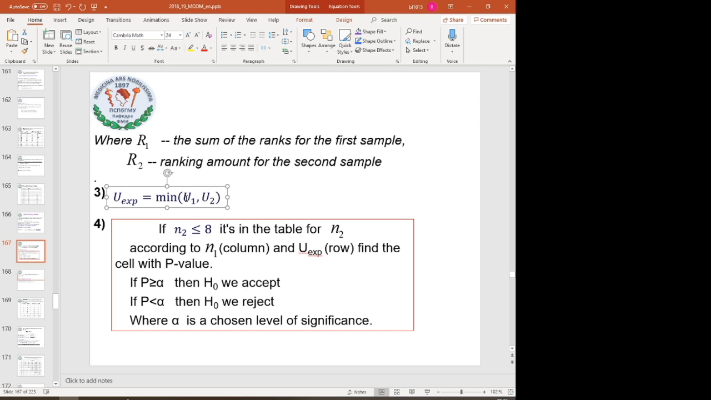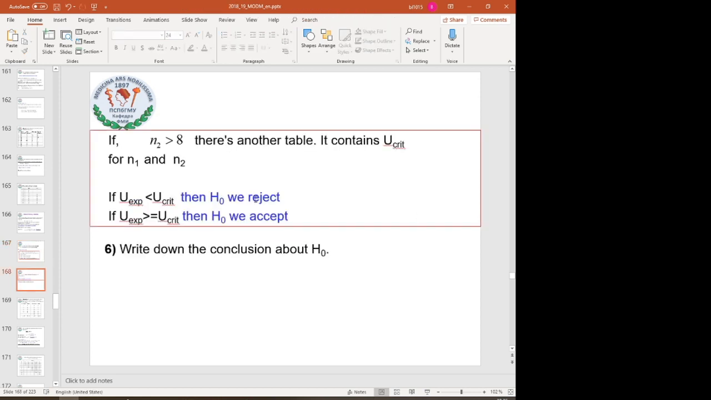So every mixture of those samples gives us an increase in the minimum, an increase in the experimental value. So the smaller the experimental value, the bigger the difference between samples. That's why we reject the null hypothesis with the smallest experimental value and accept it with the biggest.